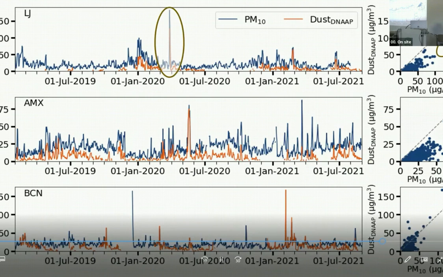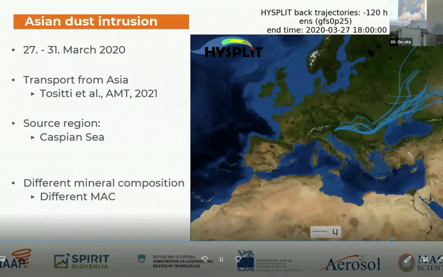Maybe we can check another interesting event in Ljubljana from March 2020. We could see that our method underestimated the amount of dust in this situation. The same could also be observed on the scatter plot here. In this situation, the dust was advected to Slovenia from Asia and not from Northern Africa, which is usually the case. The source region for this unusual event was a desert near the Caspian Sea.